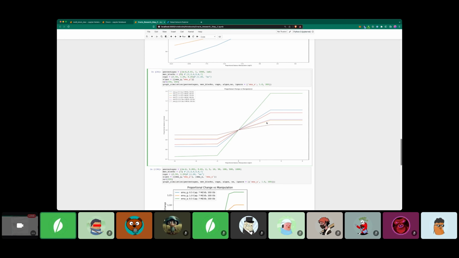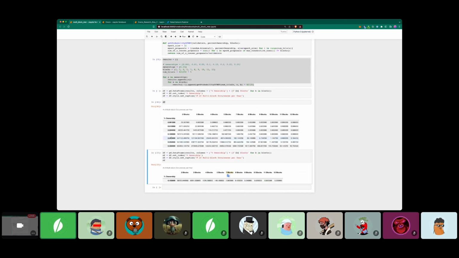I guess, looking at a maximum percent change here between 10 and 20% seems pretty reasonable, given that a 9-block MEV could occur like once every 50 years. Or 25 years from Coinbase.